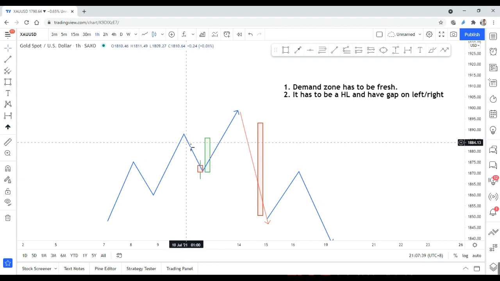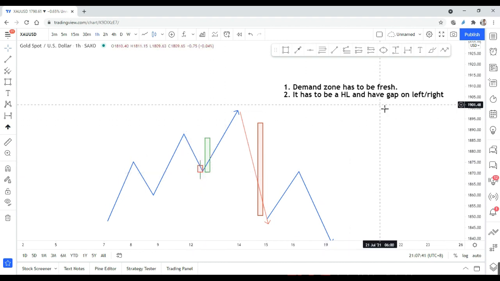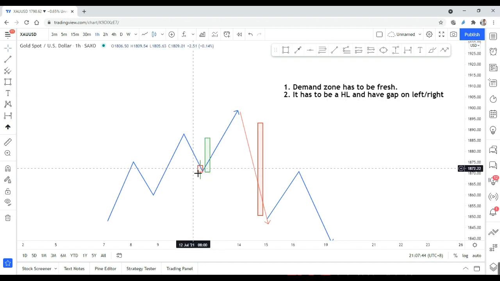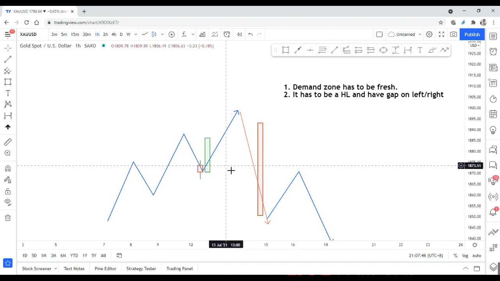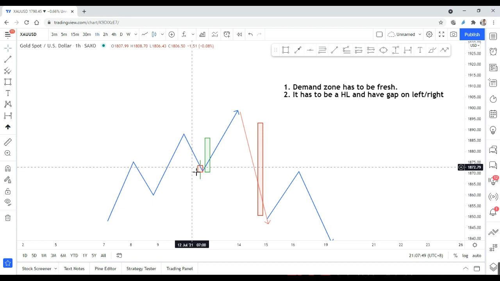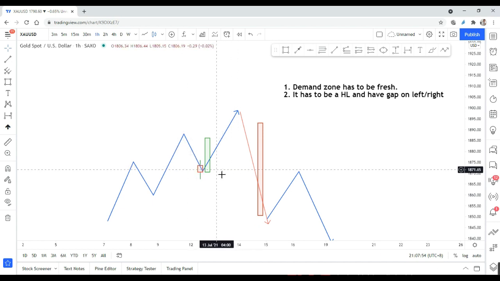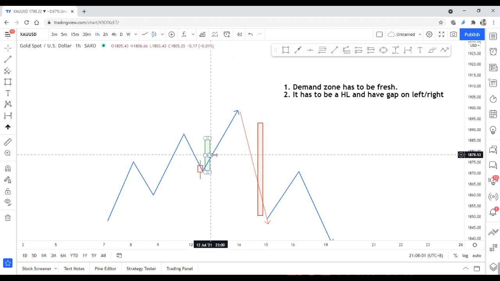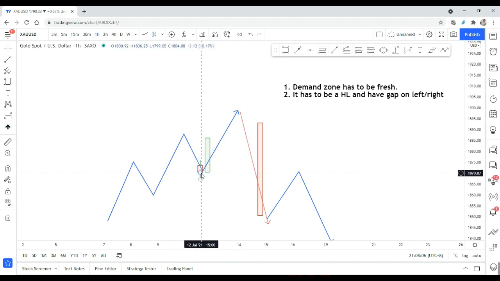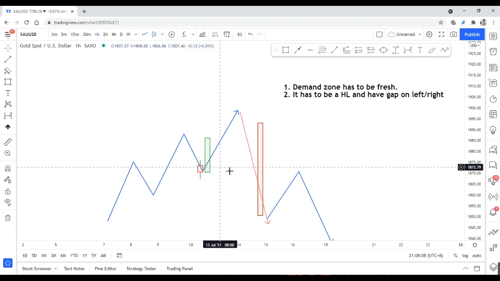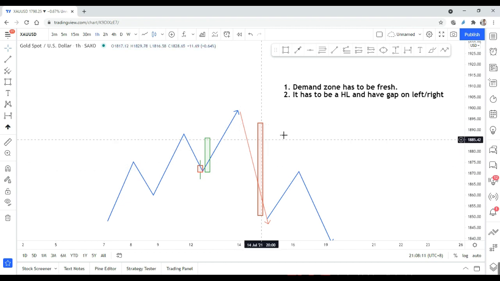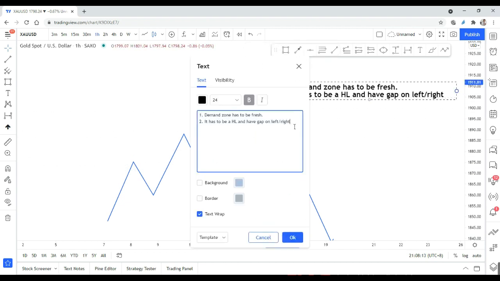So it has to be a higher low over here, and it has to have a gap on the left-hand side and on the right-hand side. It does not matter whether it's 3 to 4 candles or 5 or 6 candles, on the left or the right it has to have a gap. If the demand zone is in the middle of a movement with no gap, then it's not correct. It has to be individually hanging out, with a gap on the left and on the right. So this is the second rule, very, very important.